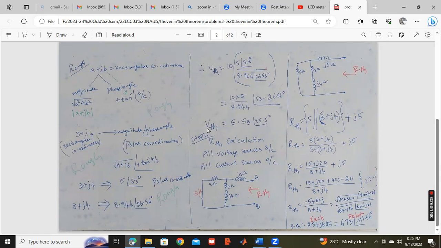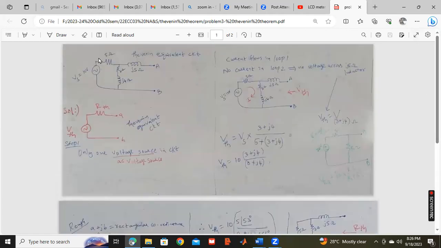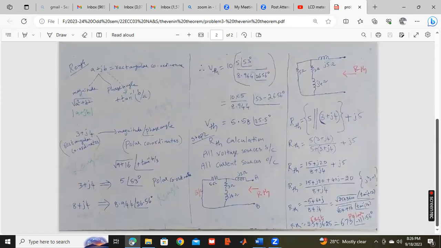Now coming to the RThevenin calculation. This is our original circuit. We have to calculate RThevenin across AB. Make all the sources inactive. Voltage source means short circuit, current source means open circuit. For the original circuit, we have a voltage source, so we have done a short circuit here. The remaining circuit, everything is as it is.